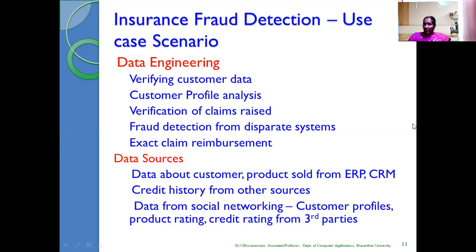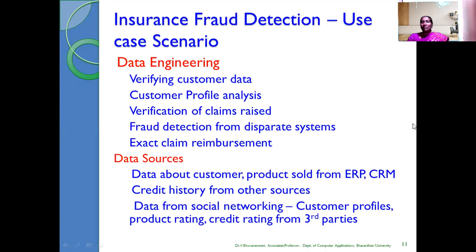Now we have narrowed down our analytic scenario, the use case scenario for fraud detection. The first thing whenever we think of a use case is the data sources. So when we think of the data sources, where will we get data for insurance? Quite a lot of data comes from the business component of the insurance domain. So the insurance data is stored in ERP systems. Where do we pay our insurance policies? Then where do we get other information?